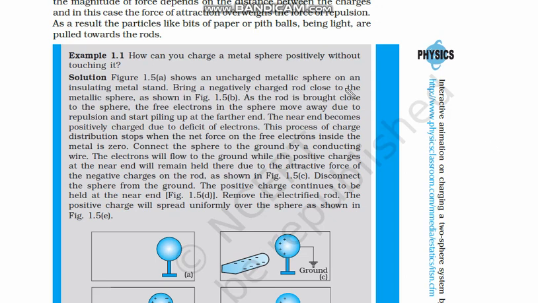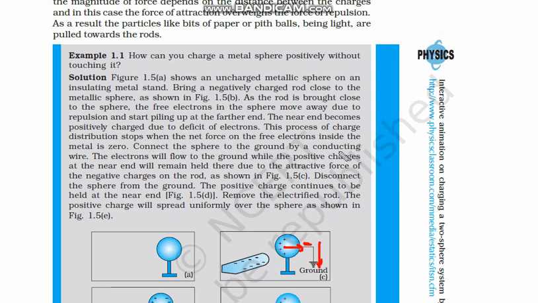So now bringing a negatively charged rod close to the metallic sphere as shown in figure 1b, and why it is grounded. You want this side to be grounded, so this side becomes positive, but this side should not become negative. The rod is brought close to the sphere. The free electrons in the sphere move away. So this side is negative. Electrons move in this way. This becomes negative, and negative charge goes to the ground. They move away from the sphere due to repulsion, and start piling up further at this end. This process of charge distribution stops when the net force on free electrons inside the metal is 0.